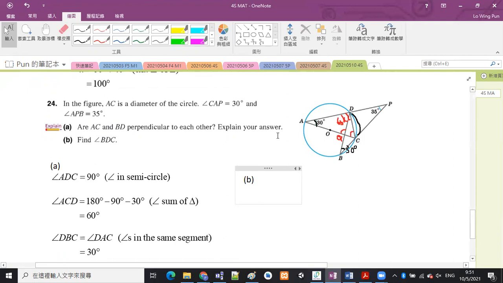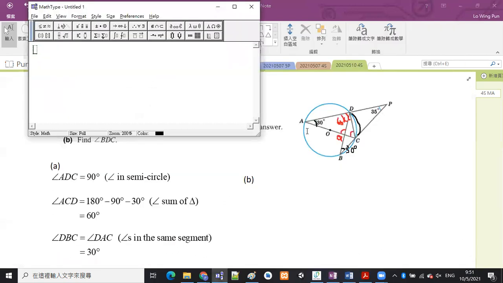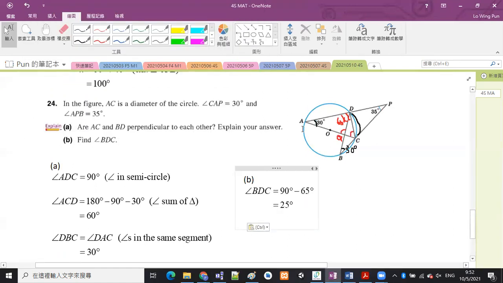Okay, part B. So find angle BDC. Actually, in part A, we have already found so many angles here. So we can find angle BDC directly. Angle BDC is equal to 90 degrees minus 65 degrees. So that should be 25 degrees. Is it okay?